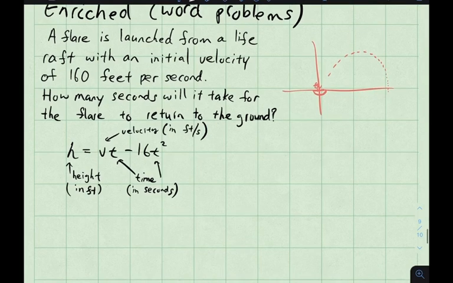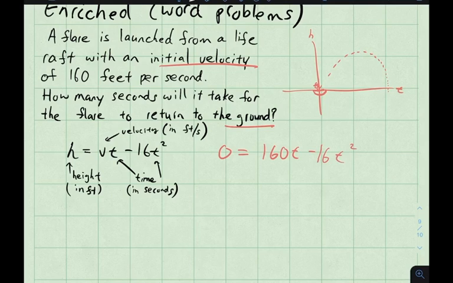So when we use this equation, the initial velocity, that's your v. And when you hit the ground, that's when x equals 0. Instead of x, we have h and t as our independent and dependent variables. So to solve this problem, we make a substitution: 160t minus 16t squared.